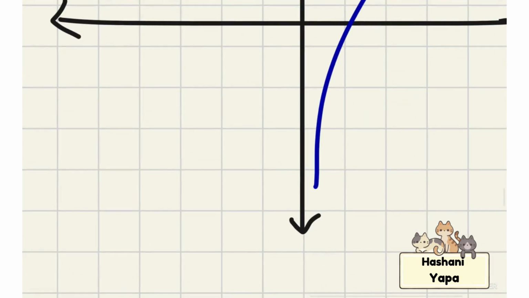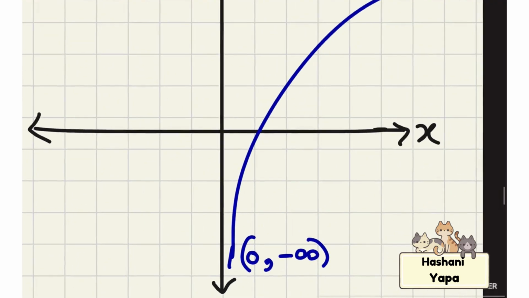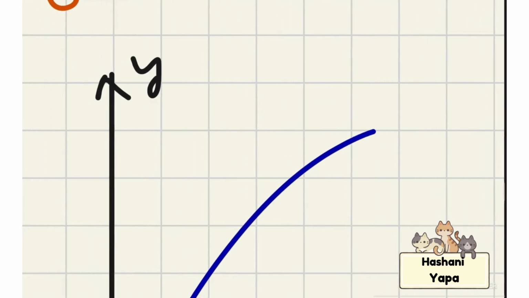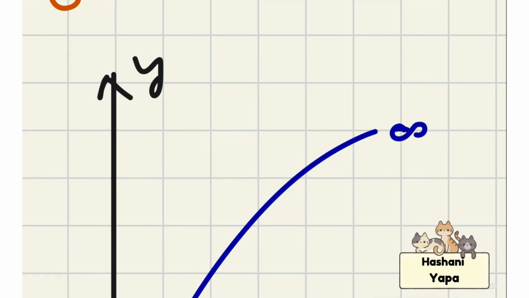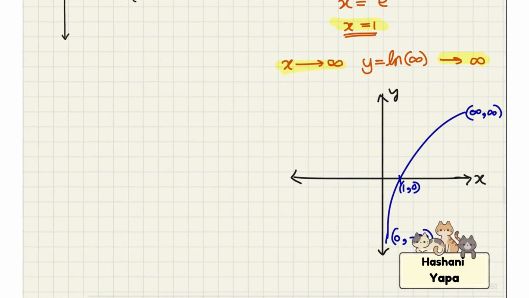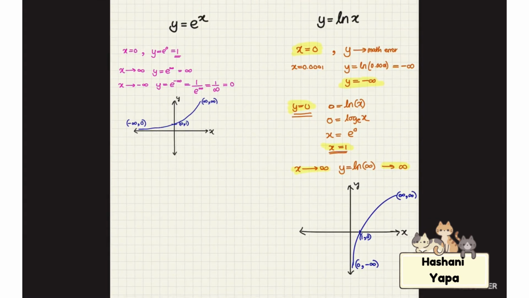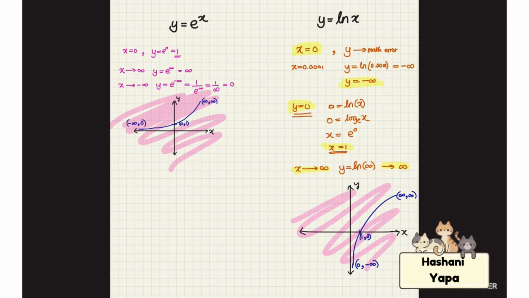Nice. So this point is going to be (0, negative infinity), and this is (1, 0), and this is positive infinity, infinity. These are the two graphs that we have: the y equals e to the power x curve, this one, and y equals ln x.